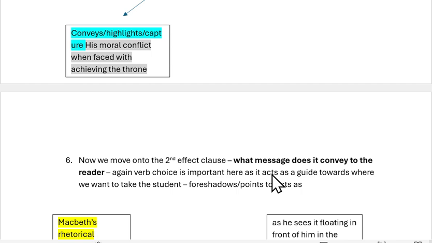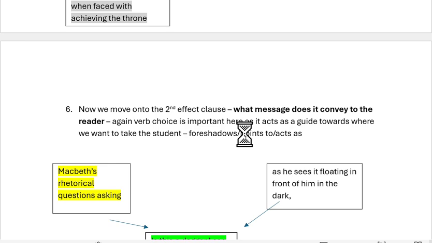Now we move to the second clause. In the second clause of the TECE sentence, we need to say what this effect is doing, what impact it is having on us as the reader. So the first effect clause is what it's telling us about the character, and here it's saying what impact it has on the reader. Again, we want to use verbs that guide the students towards what the effect clause is going to be about. So things like foreshadows or points to or acts as. What is it pointing to?